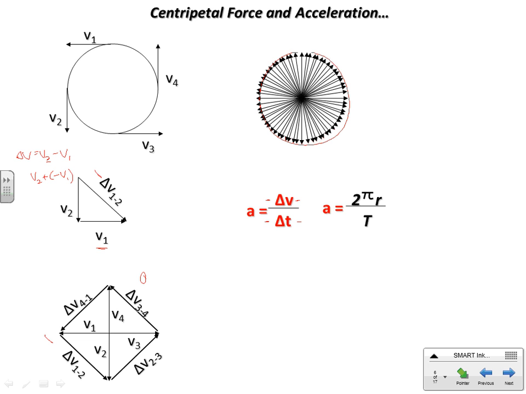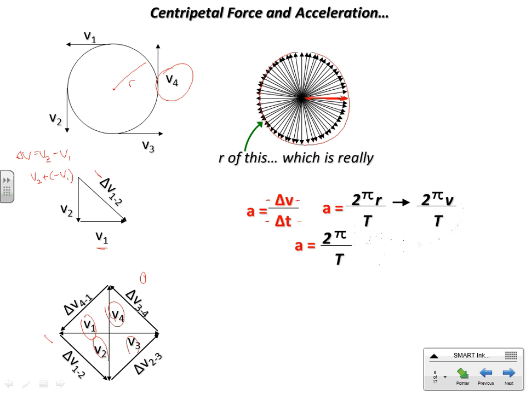Where the circumference of the circle is 2 pi r, and the time it takes is T, except, here's the big deal. The radius of that is not the radius. So here's the radius of an actual circular path. Notice, these vectors are not the radius of the circular path, they're velocities. We use velocity vectors, like we use v1, v2, v3, v4, to make this circle. So r is really v, and v is really 2 pi r over T, which means that acceleration is 4 pi squared r over T squared.